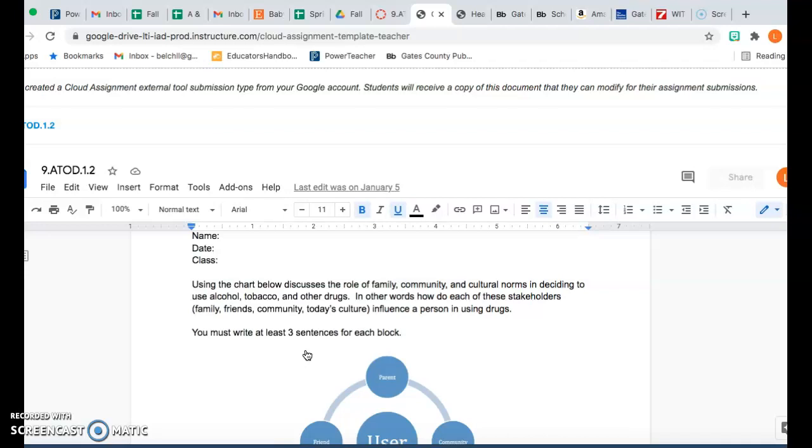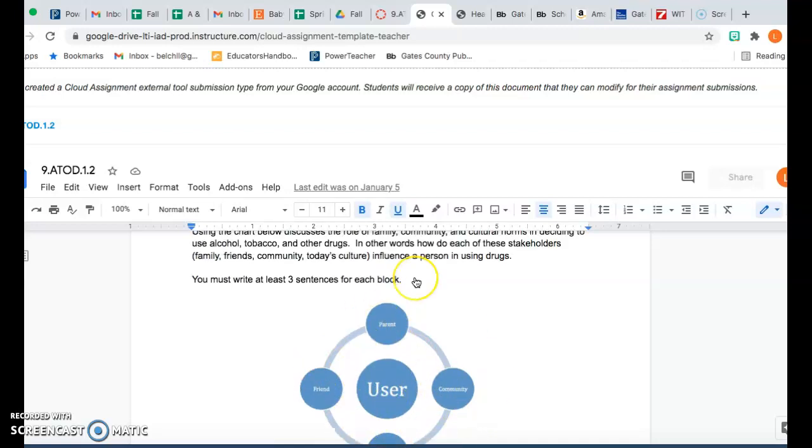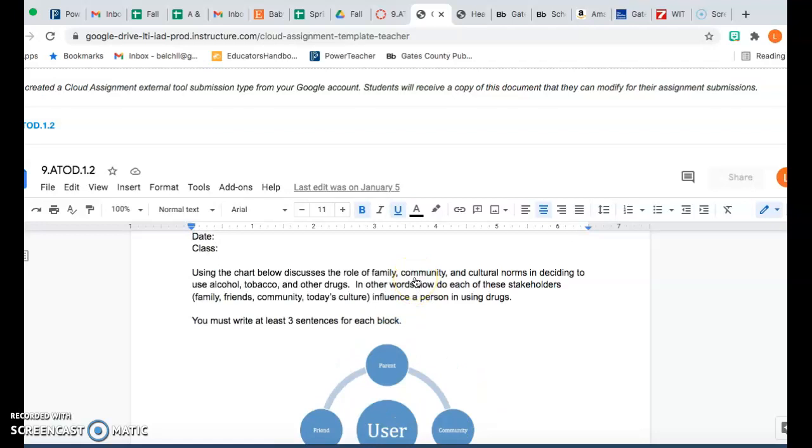talking about when someone becomes involved in drugs, how it affects the people around them. So I have this bubble. You have the user, who of course is in the middle, and then you have a parent, a community, society, and a friend on the outside. So using the chart below, discuss the role of family, community, and cultural norms in deciding to use alcohol, tobacco, and other drugs. So in other words, how do each of these stakeholders, like your family, your friends, your community, and today's culture, influence a person in using drugs?